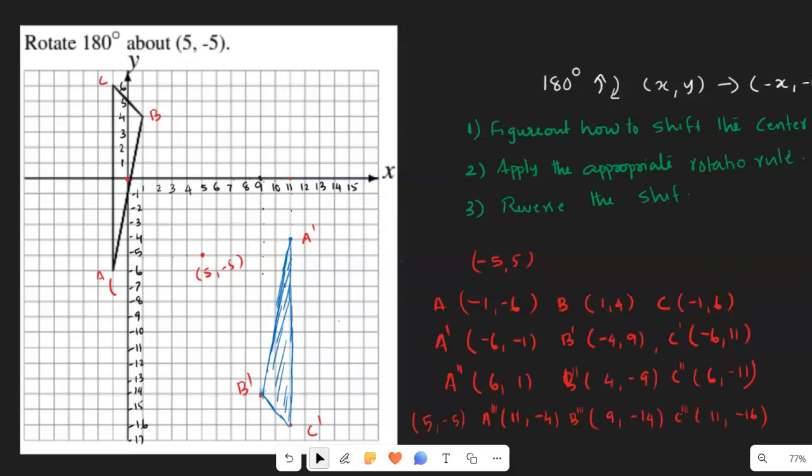So this is what we need to do for rotation. This is the easiest way to rotate the object about a point. So first we need to figure out how to shift the center, and then shift the center and figure out the coordinates, apply the appropriate rotation rule, and once you get the coordinates after rotation, just reverse the shift. What you did to shift the new center of rotation to the origin, you need to reverse that shift and apply that to those coordinates and plot those coordinates back in the grid and connect it and shade it.